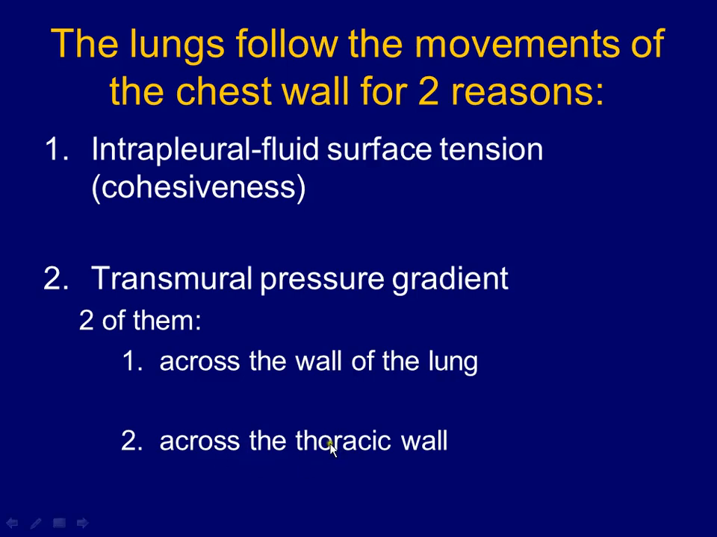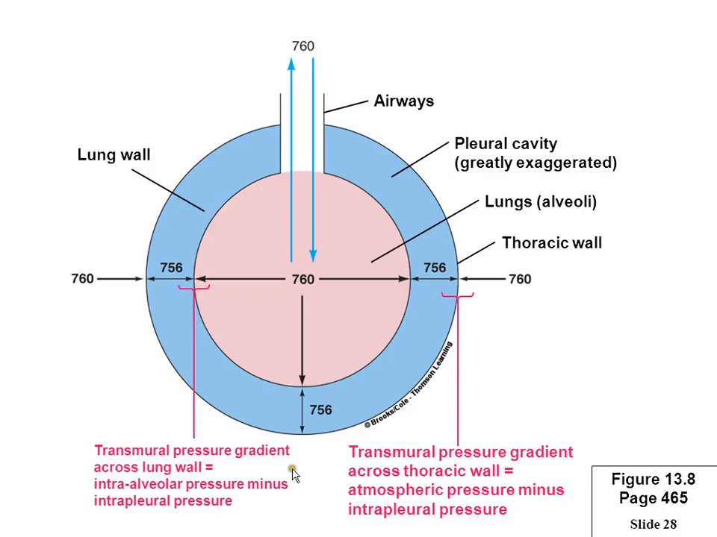The other one is across the thoracic wall. That one's trying to expand your lung. It's trying to open your lungs up as completely as you possibly can. They're in two totally different directions, so they're actually opposing each other. They're pulling against each other, like this.